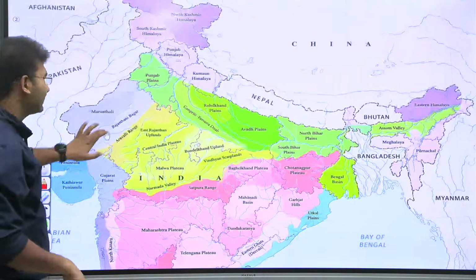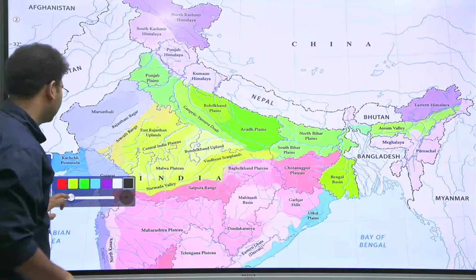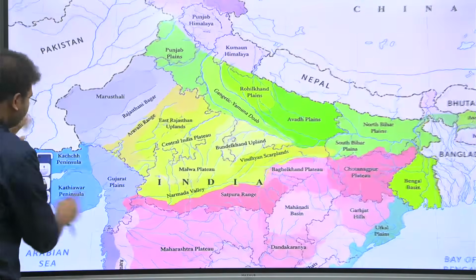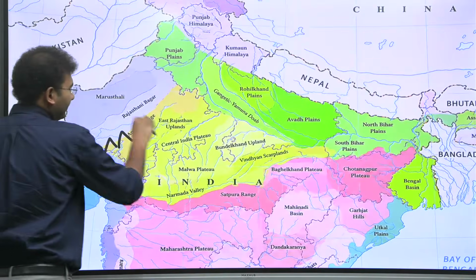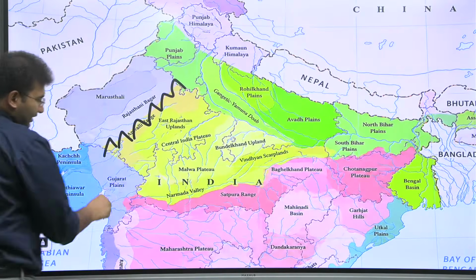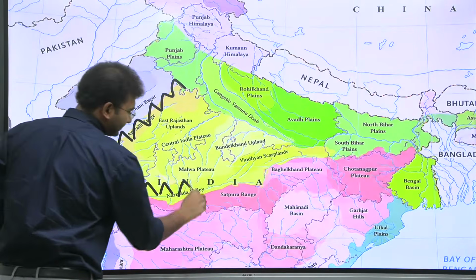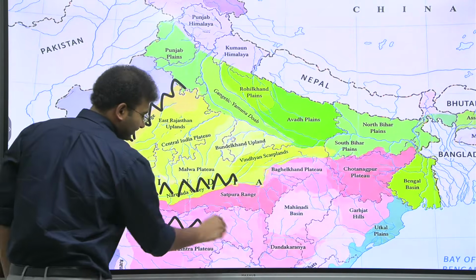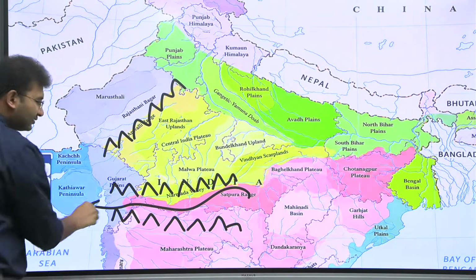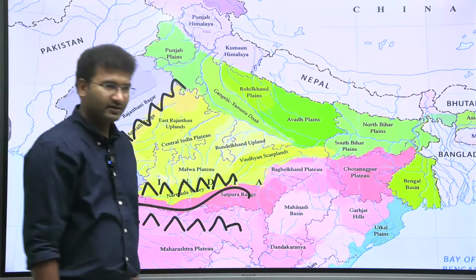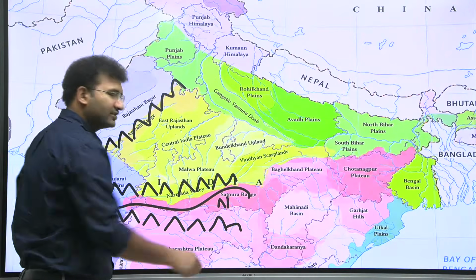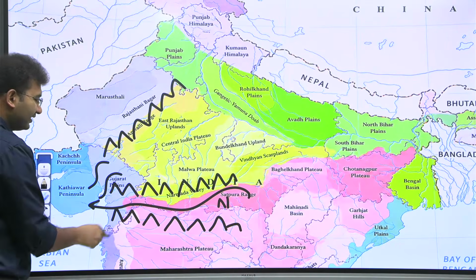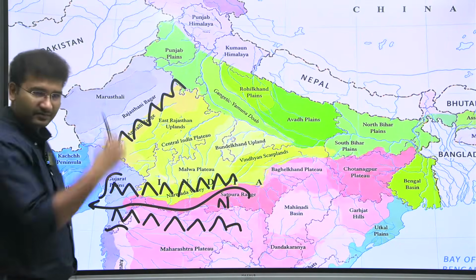Now come to the central highlands. Have a look, watch it clearly. Here you have the Aravalis, and here you have the Vindhyas, and then the Satpuras. The river which flows between the Vindhyas and Satpuras is the Narmada, right? This is your Narmada river. It flows in a rift valley. And from here, Sabarmati, Mahi, Narmada, Tapi.